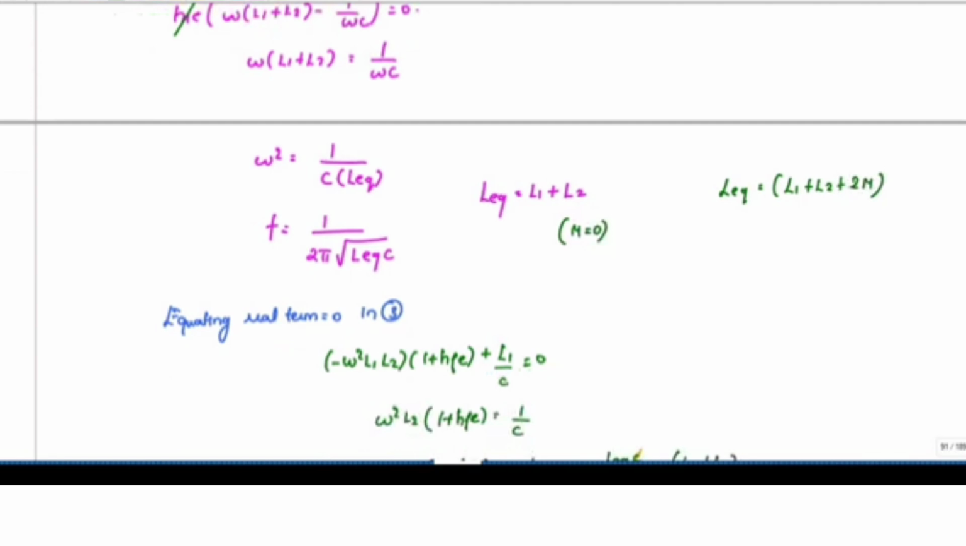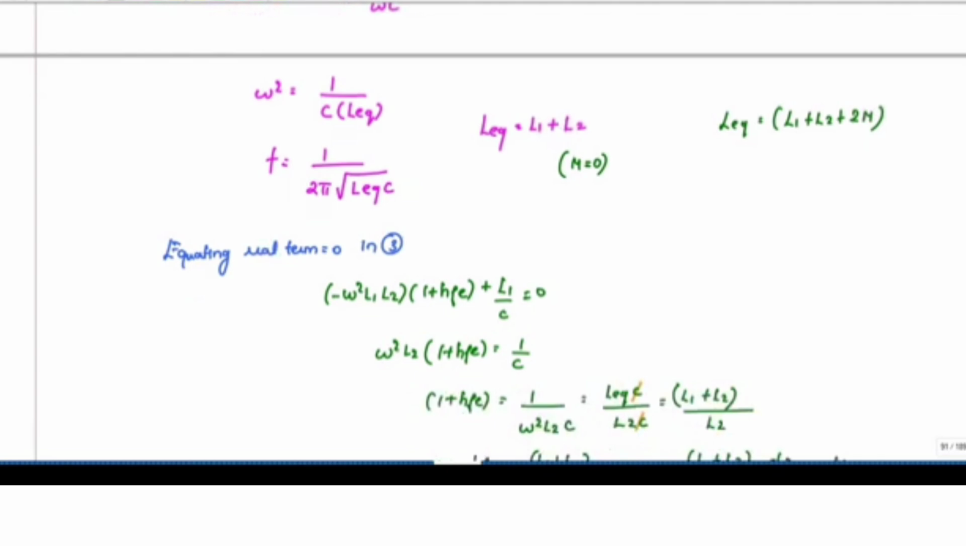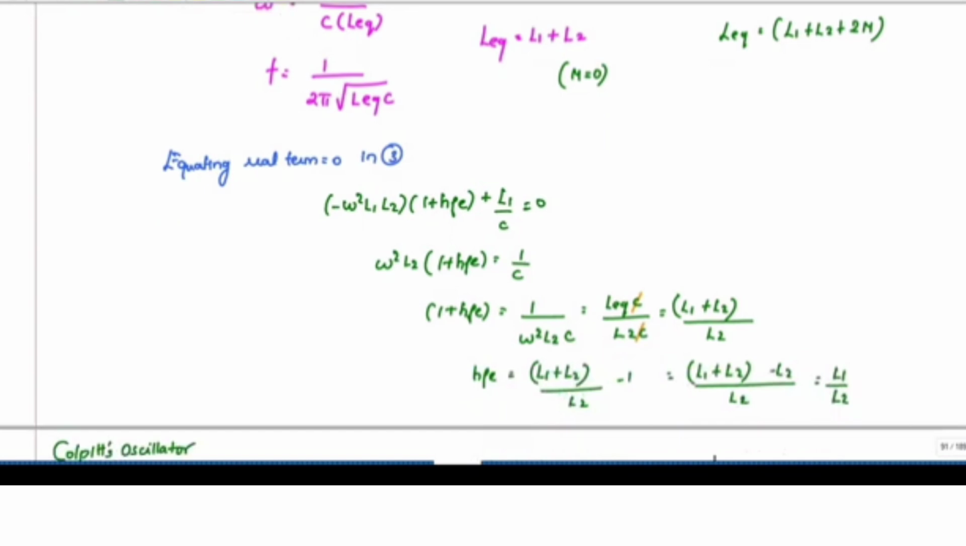Okay. So from the third equation, you can see as HI goes to 0, the rest of the terms I am going to equate to 0. So if I equate that to 0, I will get minus omega square L1 L2 into 1 plus HFE plus L1 divided by C is equal to 0. So omega square L2, L1 and L1 get cancelled out, into 1 plus HFE is equal to 1 divided by C. So 1 plus HFE is equal to 1 divided by C into omega square L2.